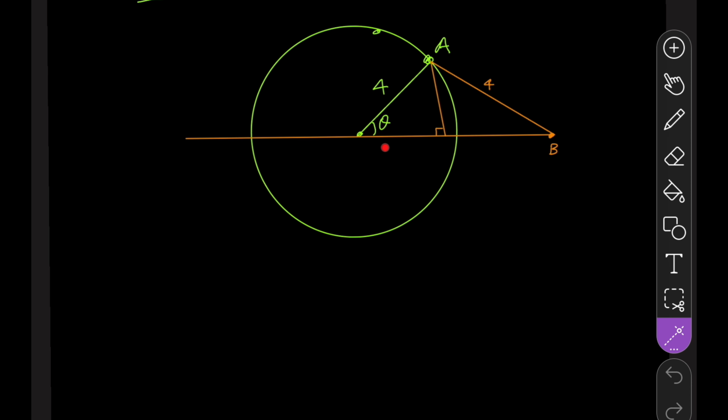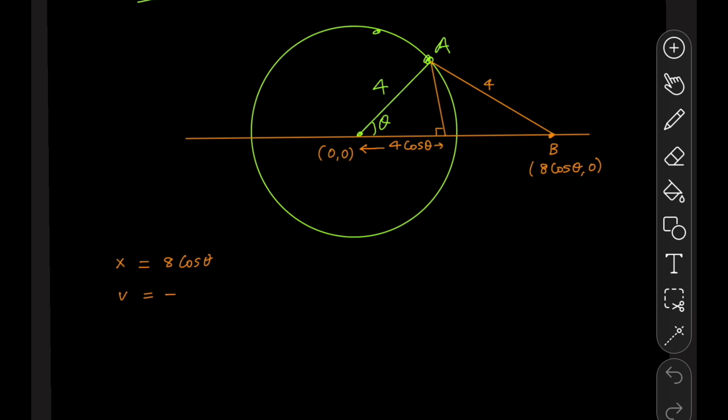Whatever the distance from the center to the foot of the perpendicular, the same distance will be from this foot to B. So if you find that distance, it will be 4 cos theta. So the position of B will be (8 cos theta, 0), assuming this line to be the x-axis and the center at the origin. So we have found the position of B. The rest of the things will be done mathematically.